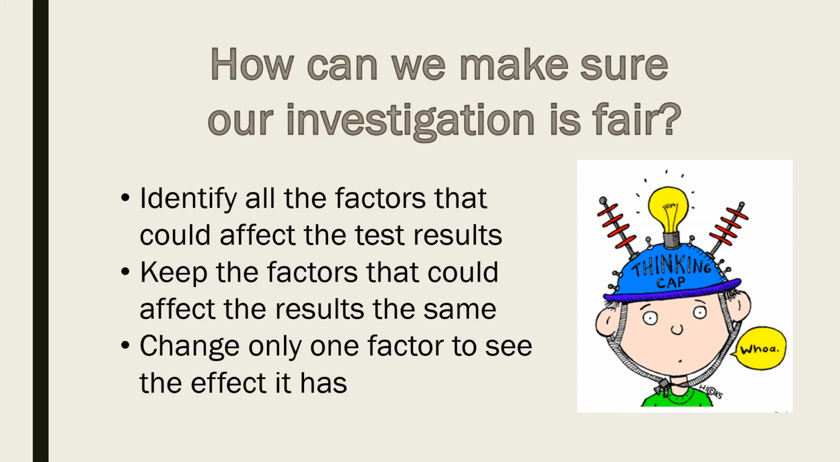We've now looked at all the steps that we need to go through in order to conduct a scientific investigation. The question remains, how can we make sure our investigation is fair? First, we have to identify all the factors that can possibly affect the test results. We have to keep the factors that could affect the test results the same. All the factors but one should be the same. We can change this one factor to see if this one factor has an effect on the end result.